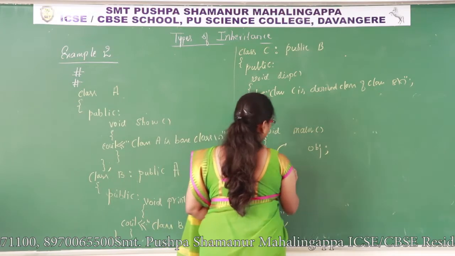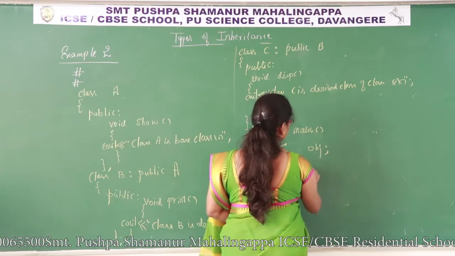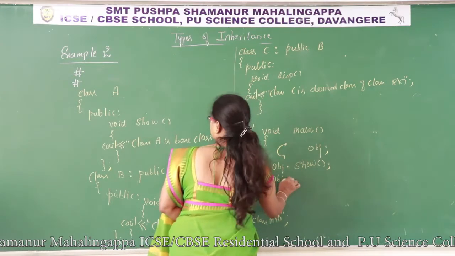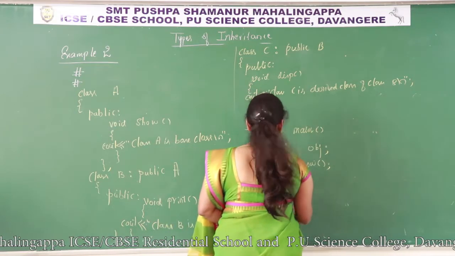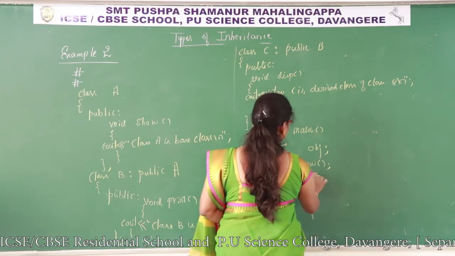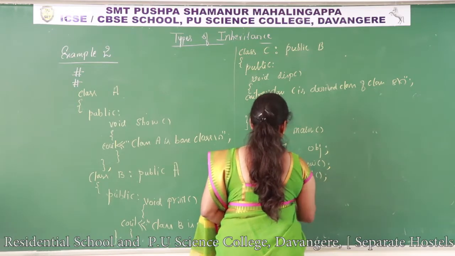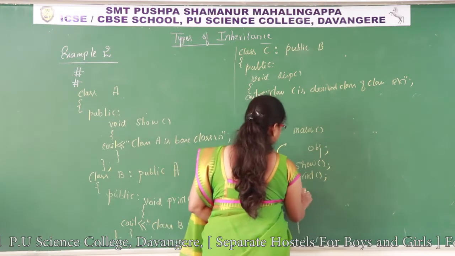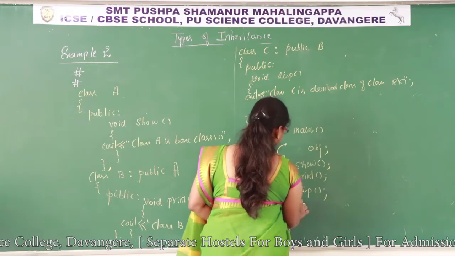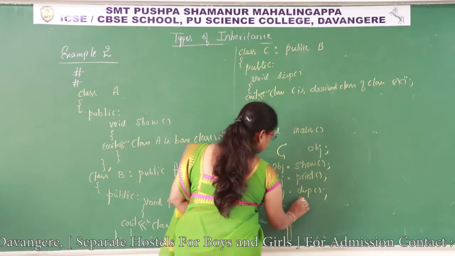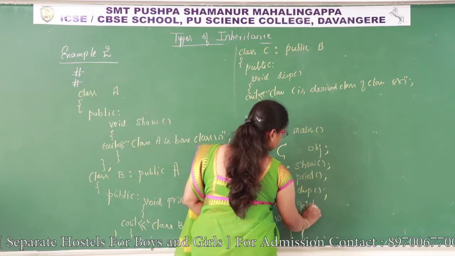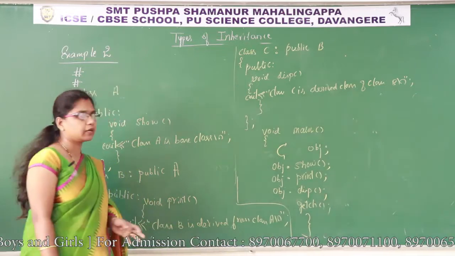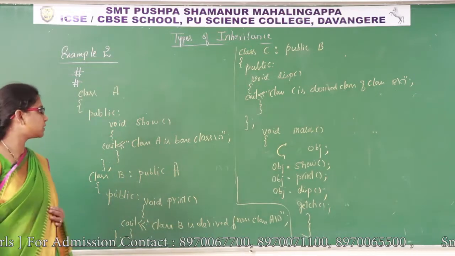Obj dot show, obj dot print, then obj dot disp. Getch, close. So this program you can write for the exam. It's a very simple program, you can easily understand.